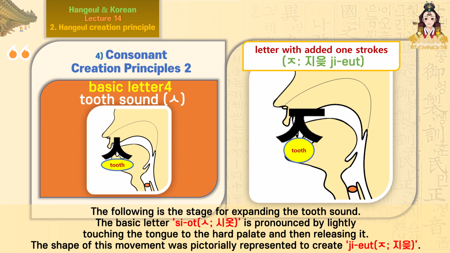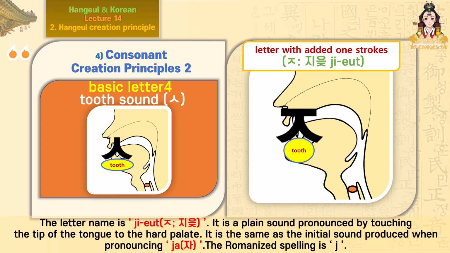The following is the stage for expanding the tooth sound. The basic letter, siot, is pronounced by lightly touching the tongue to the hard palate, and then releasing it. The shape of this movement was pictorially represented to create jiut. The letter name is jiut. It is a plain sound pronounced by touching the tip of the tongue to the hard palate. It is the same as the initial sound produced when pronouncing ja. The Romanized spelling is j.